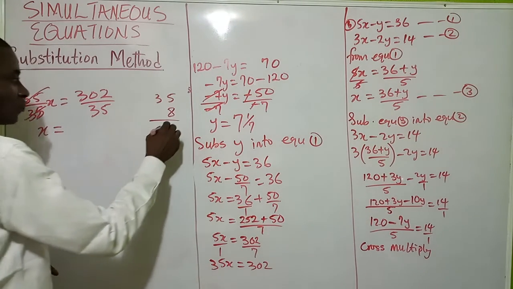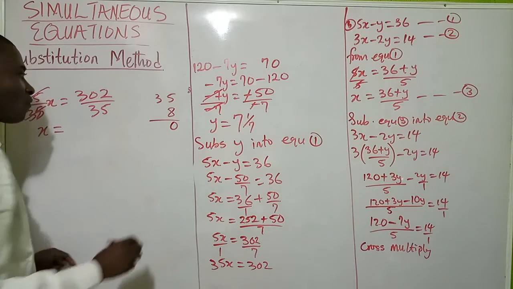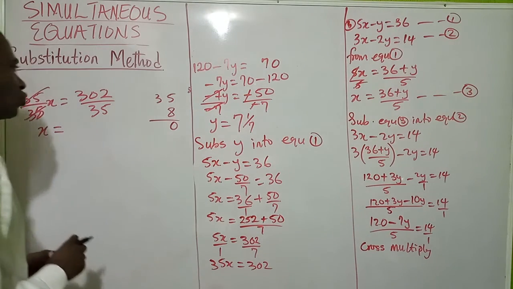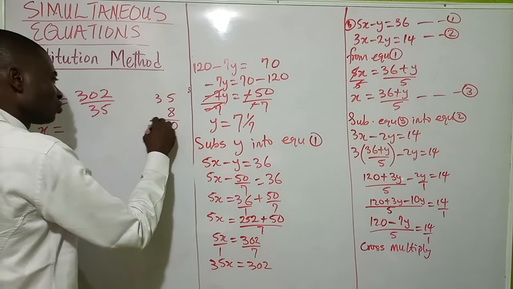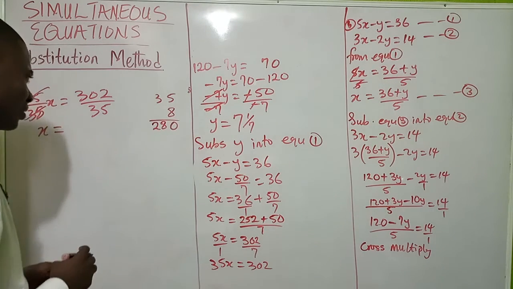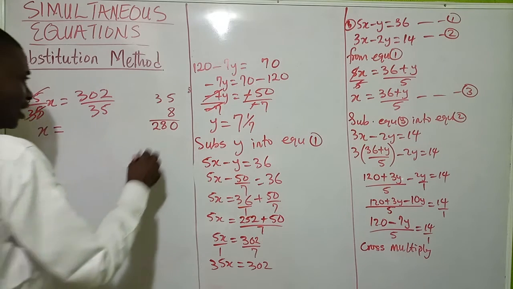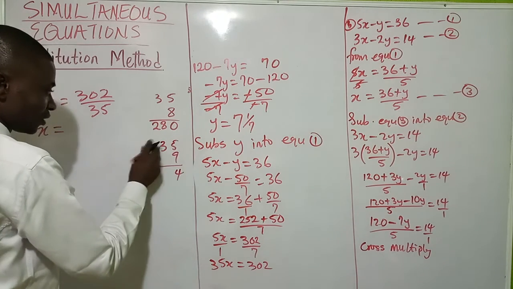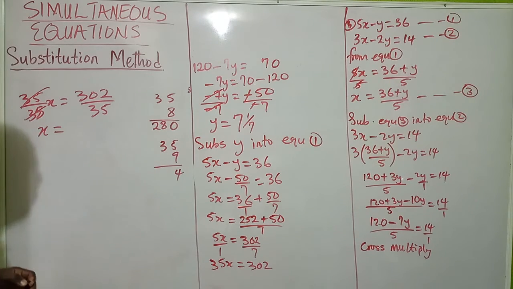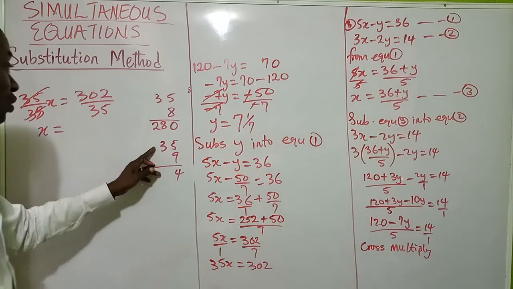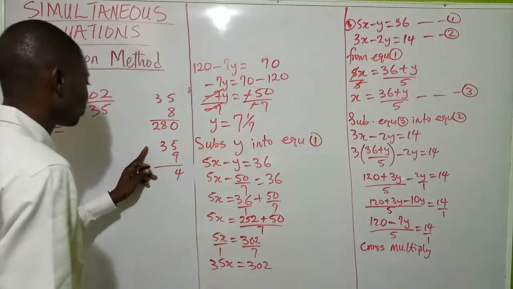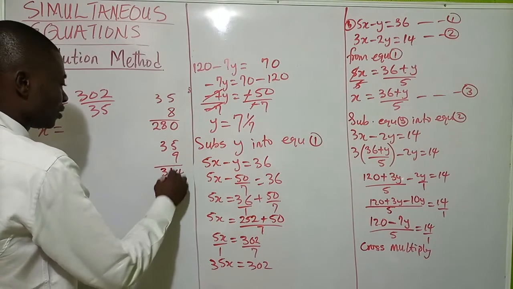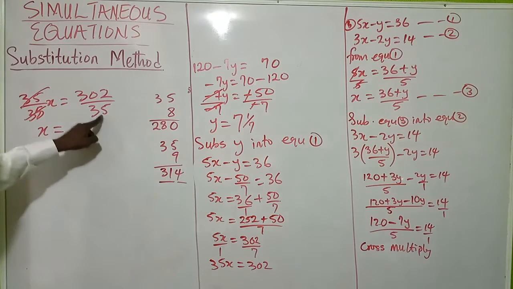8 times 5 is 40. You write down 0, carry 4. 8 times 3 is 24. 24 plus 4 is 28. That is it, 280. If you try 35 with 9, see what will happen. 9 times 5 is 45, write 5 carry 4. 9 times 3 is 27, 27 plus 4 is 31. That gives us 315, which is bigger than this.